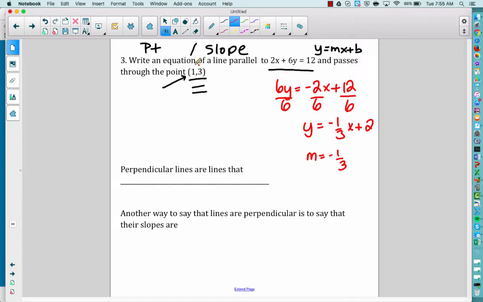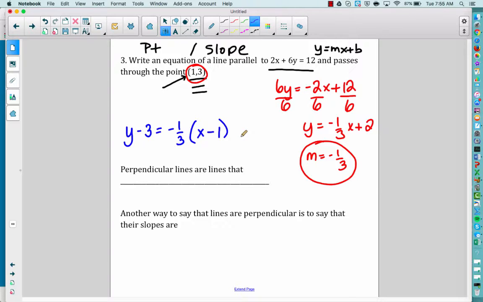All right, so now I have a point and a slope. So I've got my minimum, but the decision now is which equation should I write? Should I use y equals mx plus b, or should I use point slope? I use y equals mx plus b if I have a point and a y-intercept. I use point slope if I have a point and a slope, right? Point slope. I know, I'm funny. All right, so I'm going to use point slope, which is going to give me y minus 3 equals negative 1/3 x minus 1. And I'm done. Not too bad, right?